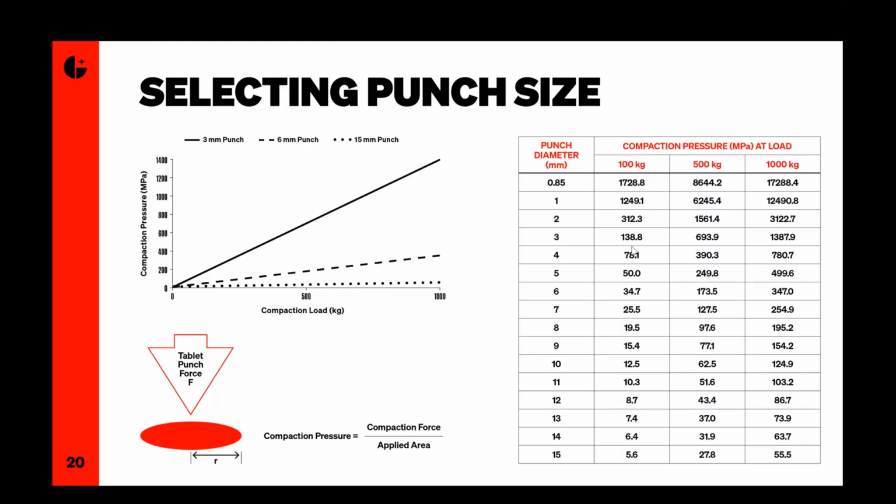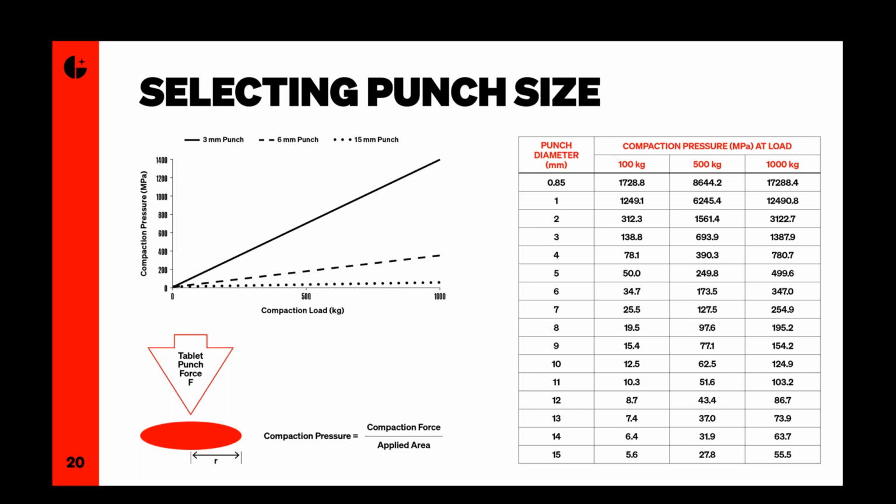So this graph shows the compaction pressures versus the applied compaction load. If you apply this load with these different sizes of punches, this is the compaction pressure you get out of it. The top line is a 3mm punch, the next is a 6mm punch, and down at the bottom is a 15mm punch. You can see the pressure ranges that you get for these different sizes are massively different. So if somebody wants to target high pressures, then we recommend that they go down to a smaller punch size. We do get people asking for different sizes for different reasons.